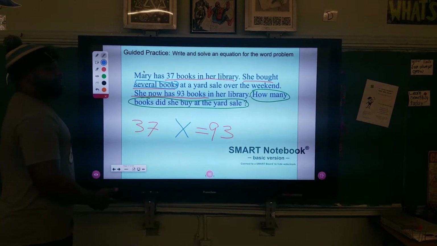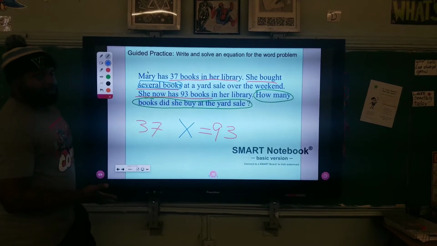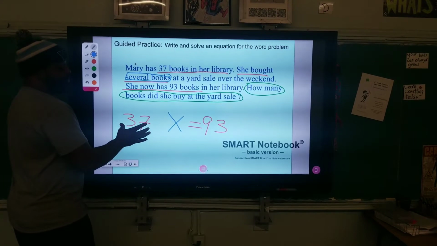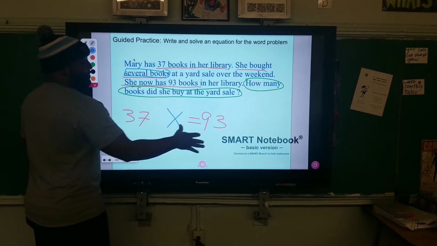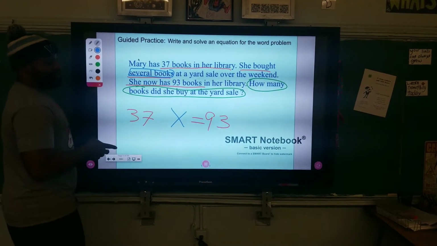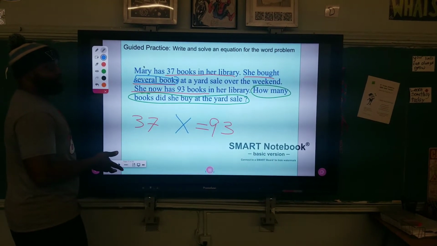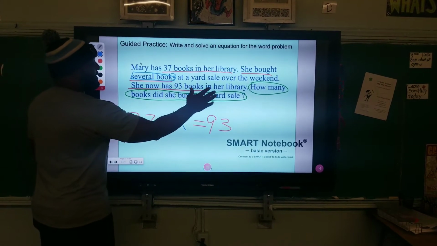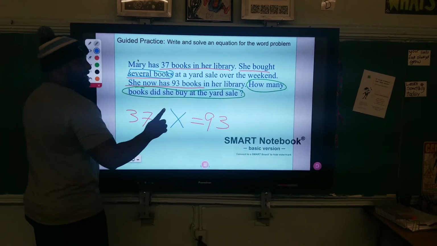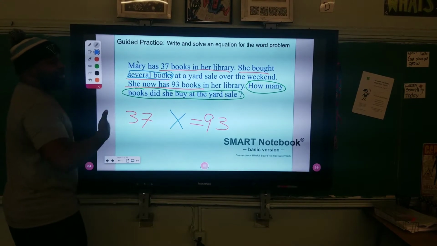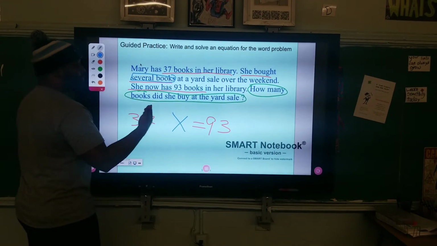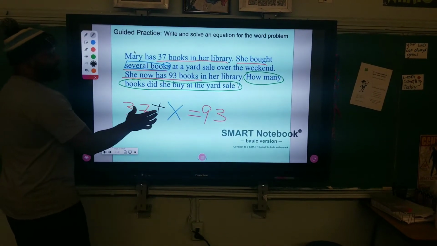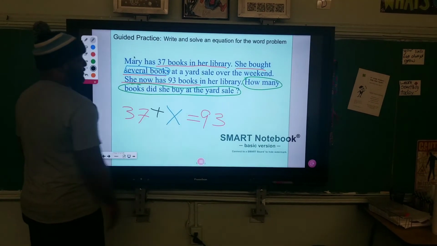So now we have to figure out what operation do we put here. We started at 37, we end up at 93. Knowing we went from smaller to larger, that slims us down to 2 operations, either adding or multiplying. And if we read it, she had 37 books, she now has 93. How many did she buy all one time? It's not talking about multiplication, because that would be something that happens more than once. So this operation is going to be addition. So we're going to take 37 and add some number to get to 93.